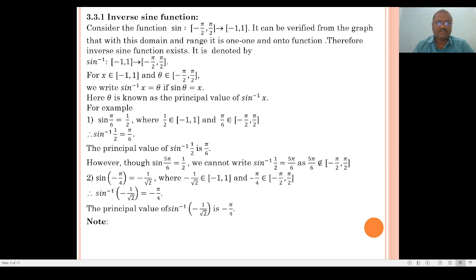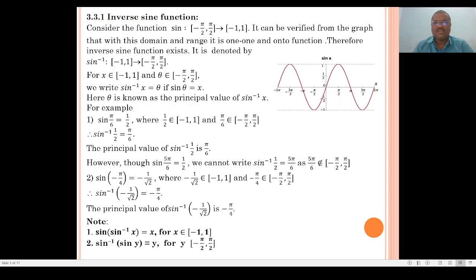Note that sin of sin inverse x equals x for x belongs to closed interval minus 1 to 1, and sin inverse of sin y equals y for y belongs to minus pi by 2 to pi by 2. See the graph of sine function. Now next we discuss inverse cosine function.